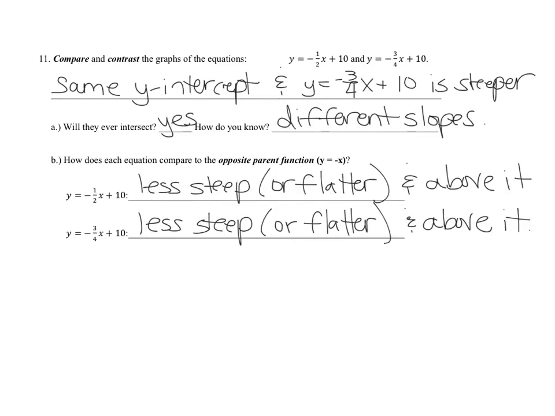Okay, so here you go. These two have different slopes and the same y-intercept. So I pointed out that they have the same y-intercept. And then I also wanted to say, okay, since they do have different slopes, one is steeper than the other one.